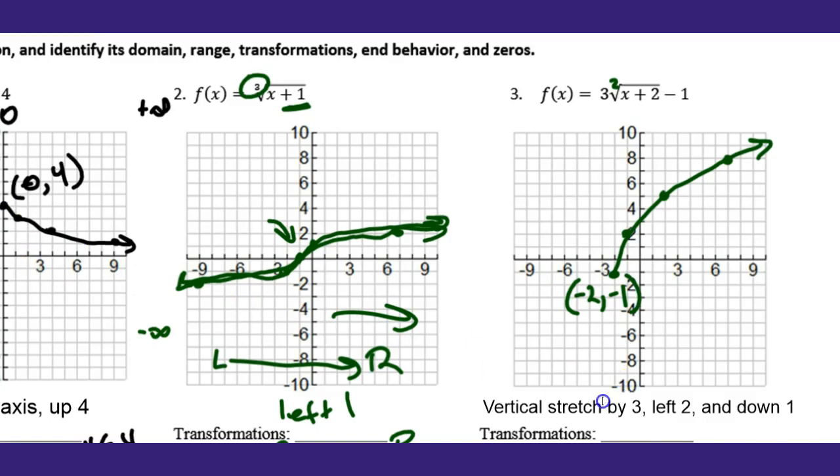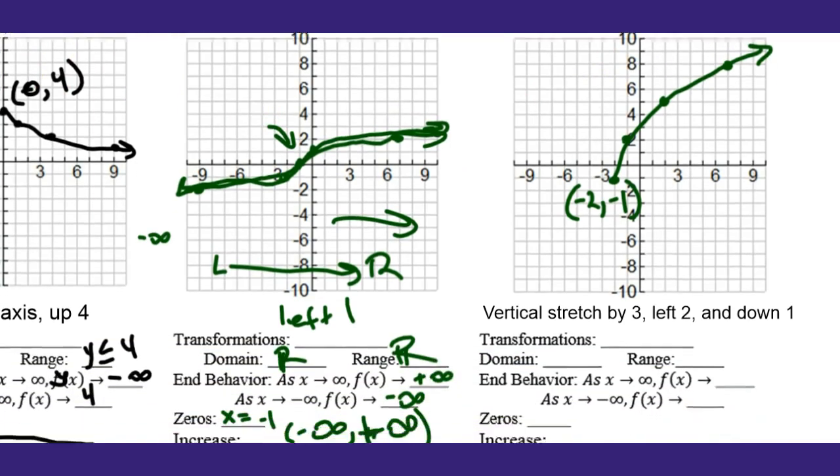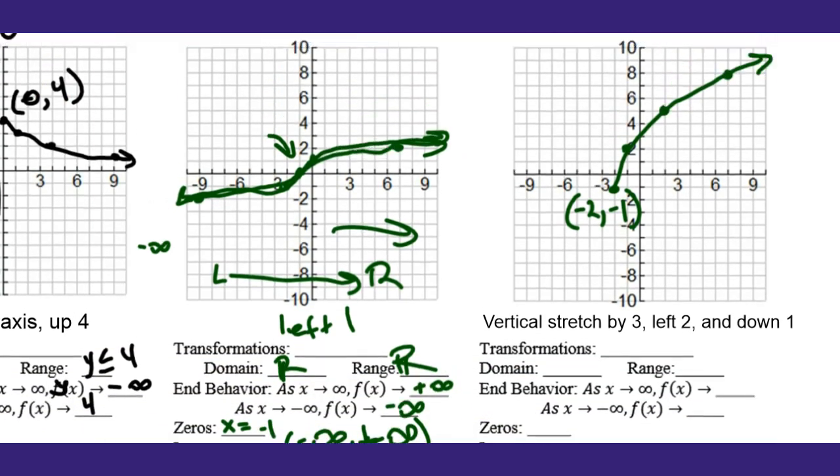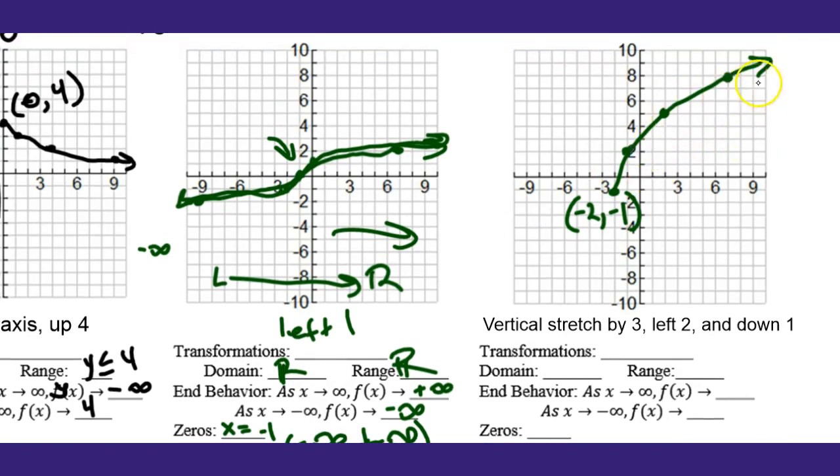Now the transformations. Well, we have a vertical stretch by 3. The 3 out front. We went left 2, and then down 1. All right, down 1. So there's your transformations. Now domain is going to the right. The function is going to the right. So we say that X is greater than or equal to our X value, which is -2. And for the range, it's going up. So we say Y is greater than or equal to our Y value of -1.